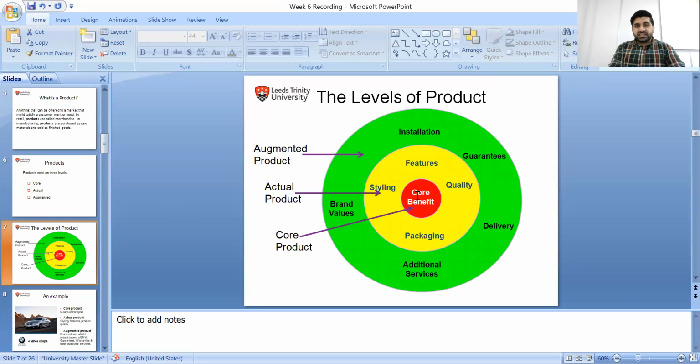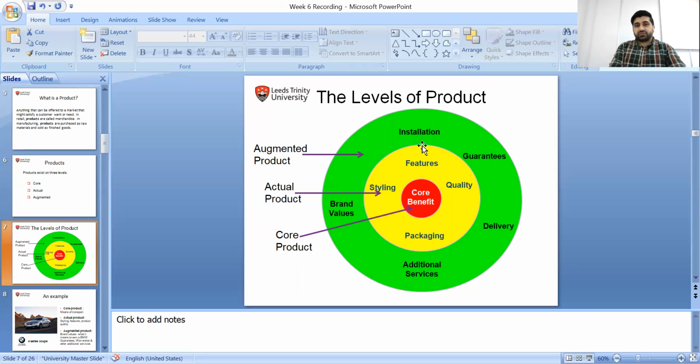Here we can see the core benefit, the core product, what the product is basically about. Then we create different features of that product. We make quality accordingly, we do packaging, and then we make a design. These four features, the quality, features, packaging, and style, are called the actual product.